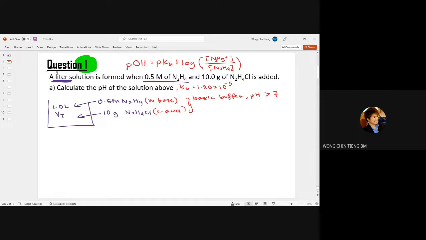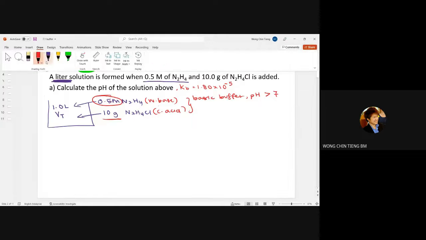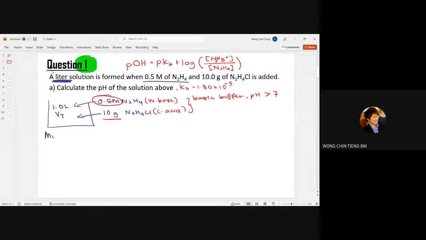And since we need them in concentration, guys, one of them already has a concentration, can we use 0.5? Boleh, sebab we can use 0.5 as there are no volume changes there. Kita assume 0.5 adalah dalam 1 liter. Over here, 10 gram kena kira. So, very, very quickly, molar mass. Molar mass of N2H4Cl, kalau tak silap saya, 67.5 gram per mole.